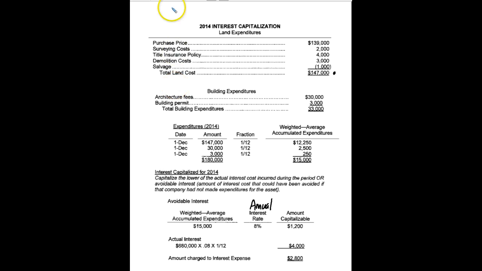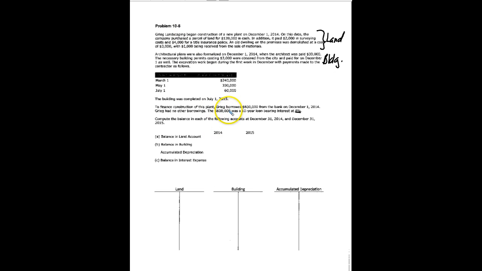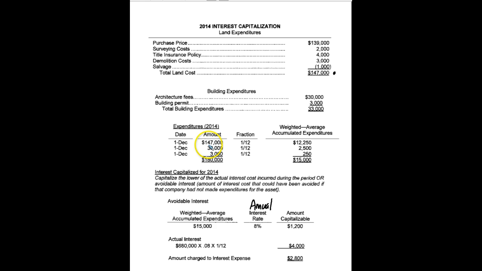Now the actual interest rate, well, let's go back. We actually borrowed $600,000. And I see I have a typo here. This, instead of 680, that should be $600,000. At 8% for 1 month is $4,000. So we choose the lower, that's the avoidable interest, the $1,200, and then anything in addition will get capitalized as interest. So the $4,000 cash paid, we're going to capitalize $1,200 of it as the building, and $2,800 of it will be expensed.